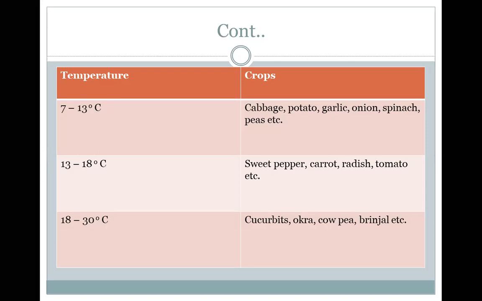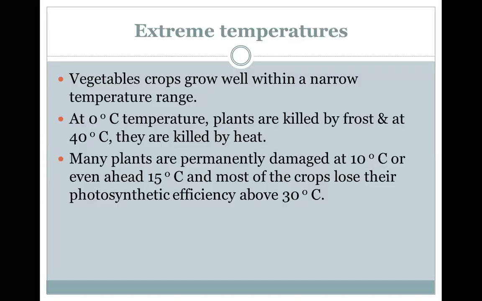So it depends upon the temperature which crops can be grown in the particular area. Now, extreme temperatures. Extreme temperatures means very high temperatures and very low temperatures. So, crops may get injured even at very high temperatures and at very low temperatures. So, vegetables grow within a narrow temperature range, right?